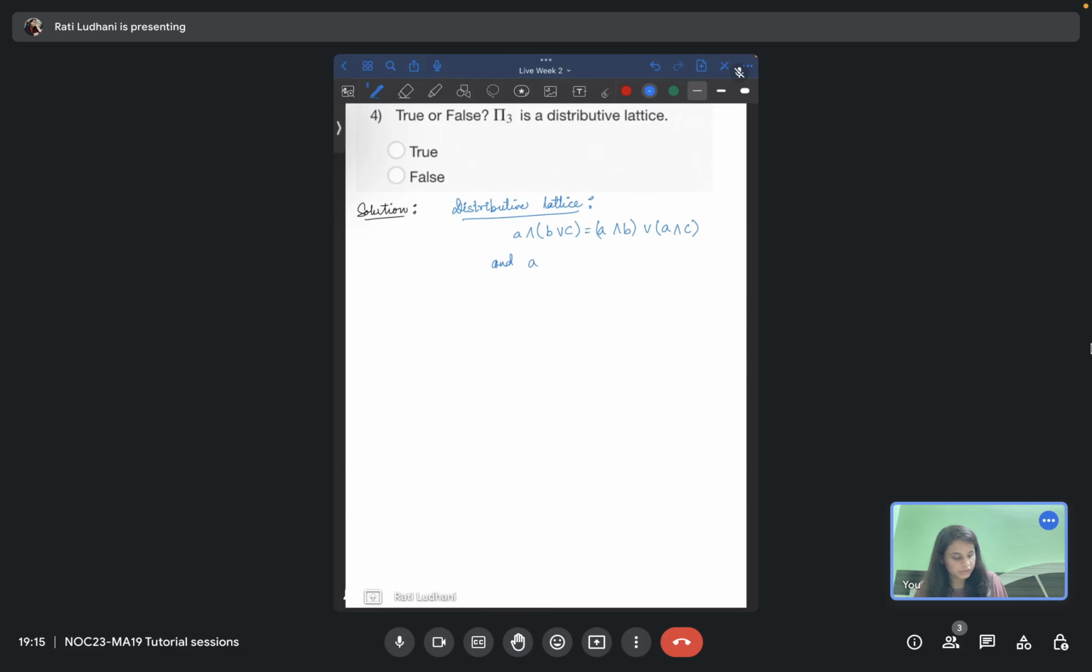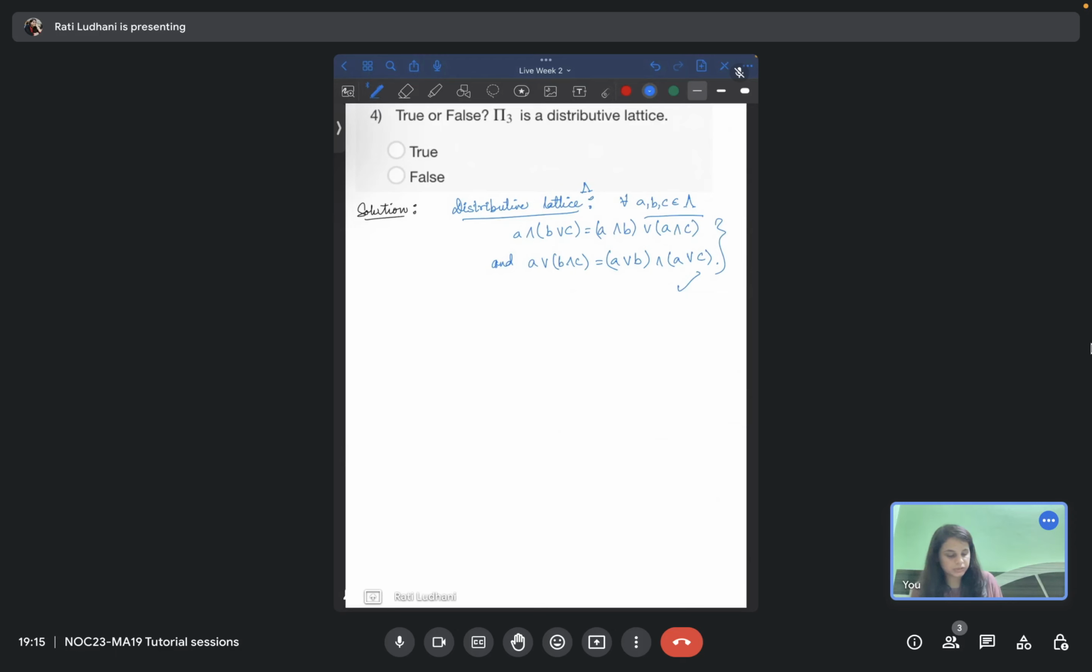For all a, b, c belongs to P, or maybe lambda if you want to write, the distributive lattice has a join b meet a join c. So these are two conditions. If these two conditions hold for every a, b, c in the lattice, then this is said to be a distributive lattice.